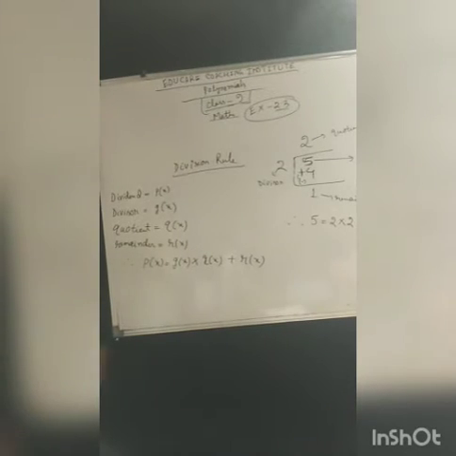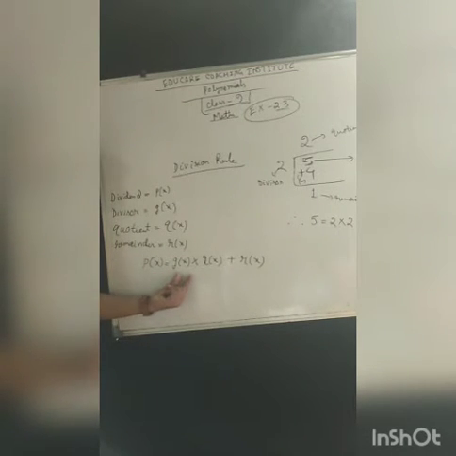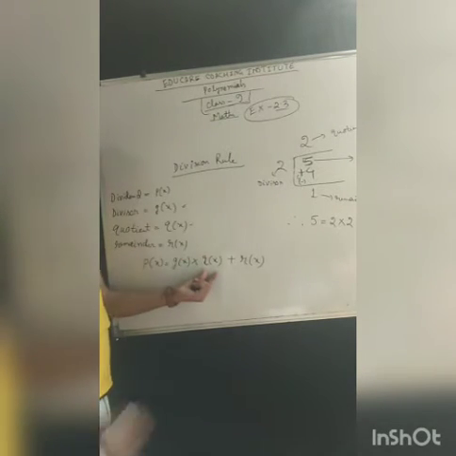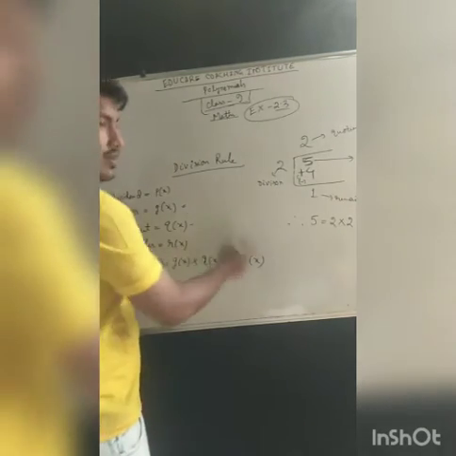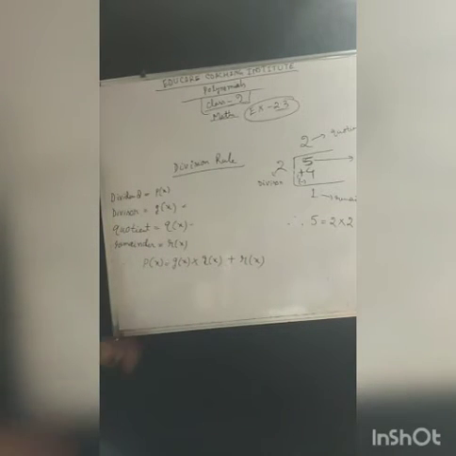How? If the dividend is p(x), the divisor is g(x), the quotient is q(x), and the remainder is r(x), then we can write p(x) equals g(x), the divisor, into q(x), the quotient, plus remainder r(x). That is the division rule.